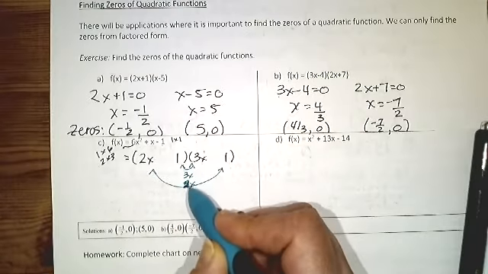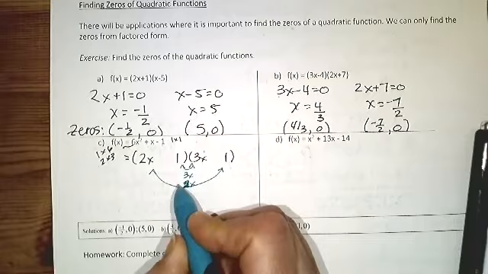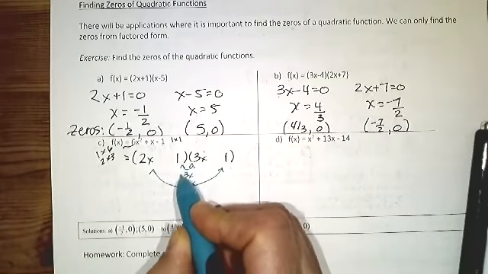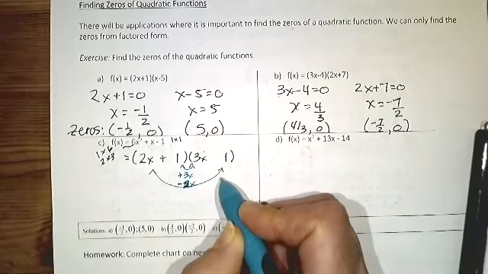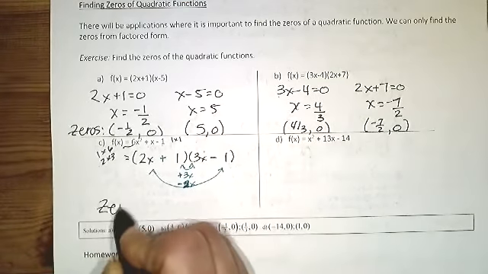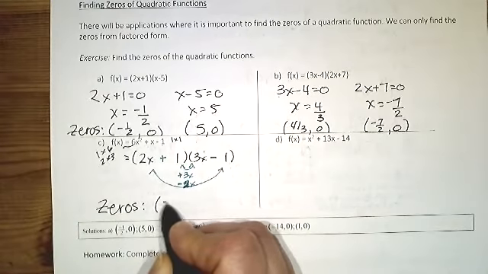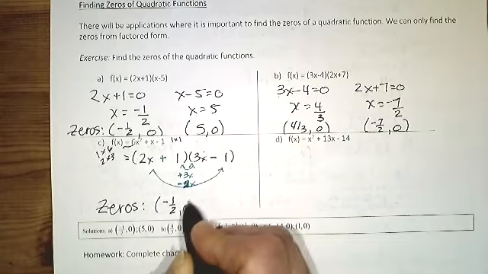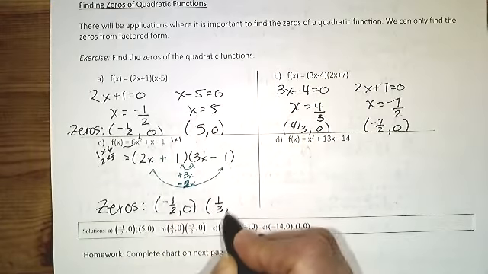I have 3 and 2, and I need a positive 1. So that means I would have to make the 2 negative and the 3 positive. So if the 3 is positive, the positive sign goes here and the negative sign here. So my zeros would be -1/2 and 1/3.